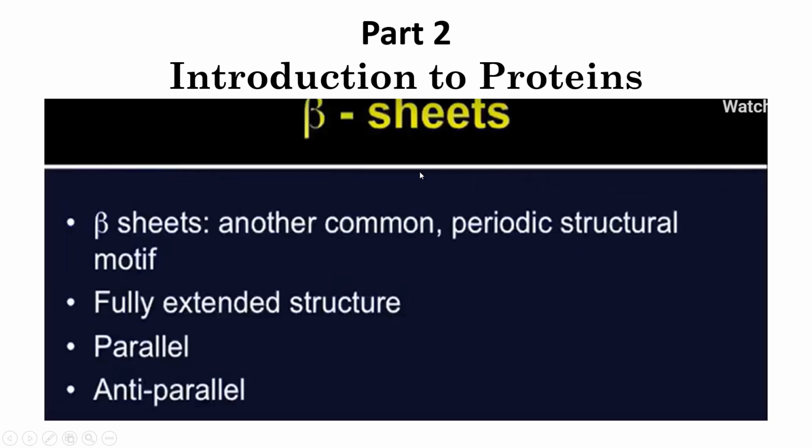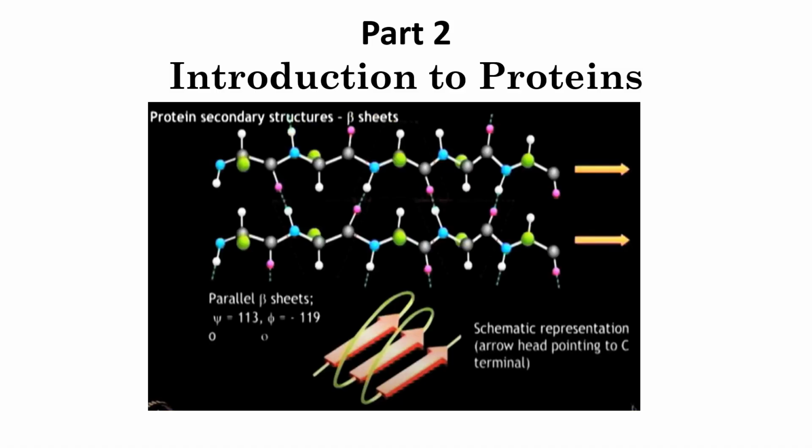And in terms of beta sheets, which is another common secondary structure generally seen in proteins, there are two types of beta sheets, either parallel or anti-parallel. If the two amino acid sequences are going in a similar direction when the structure is being formed, then it is called parallel. If they are in opposite directions, it's called anti-parallel. So if you can see, this sequence is going in the same direction. That's called parallel beta sheets. If they are going in anti-parallel form, that's called anti-parallel beta sheets.